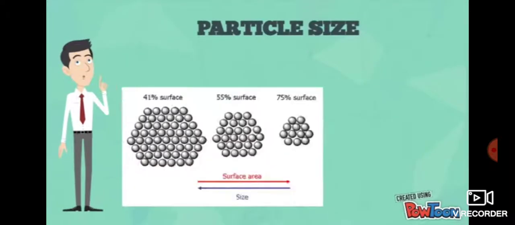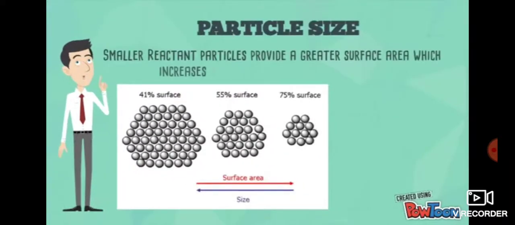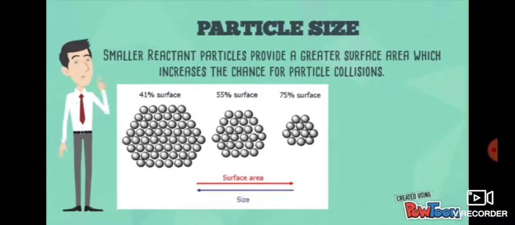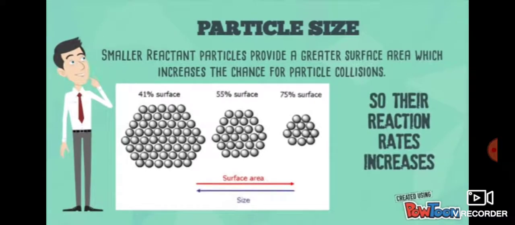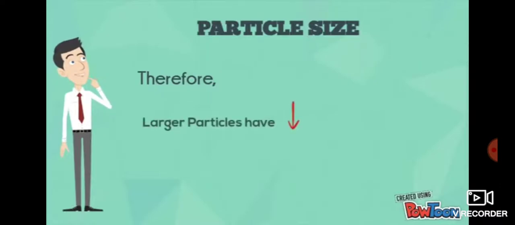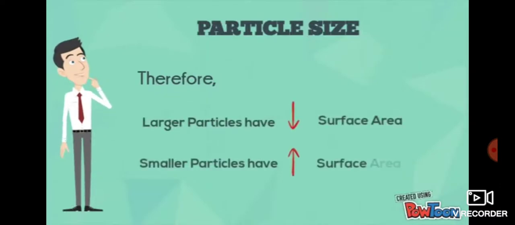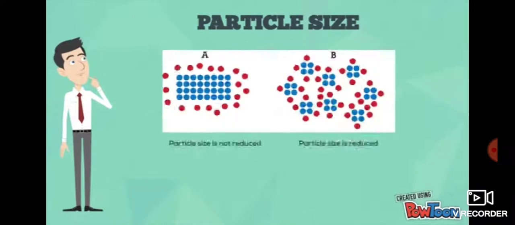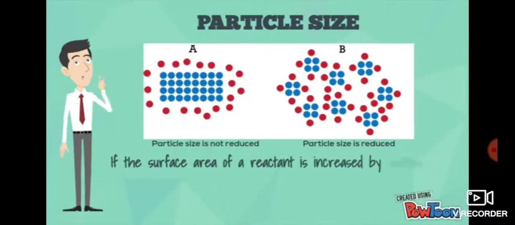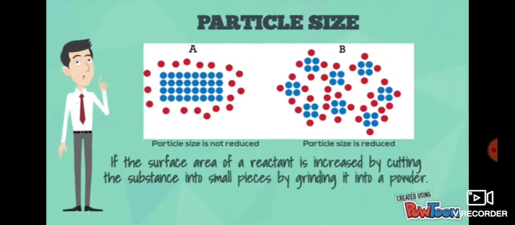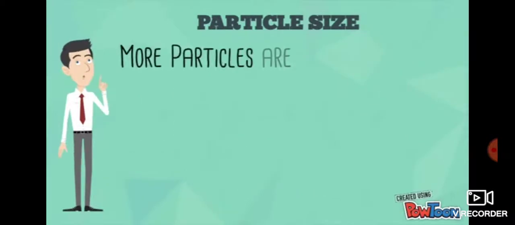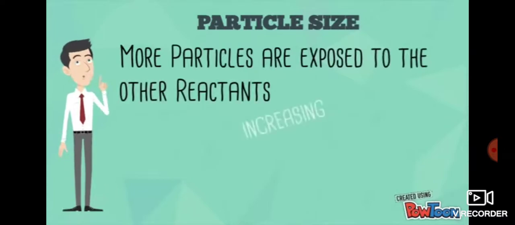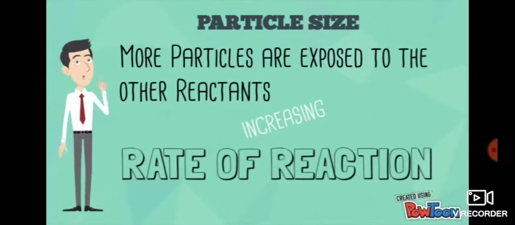Particle size. Smaller reactant particles provide a greater surface area which increases the chance for particle collisions, so the reaction rate increases. Therefore, larger particles have small surface area while small particles have greater surface area. If the surface area of a reactant is increased by cutting the substance into small pieces or by grinding it into a powder, more particles are exposed to the other reactant, increasing the rate of reaction.